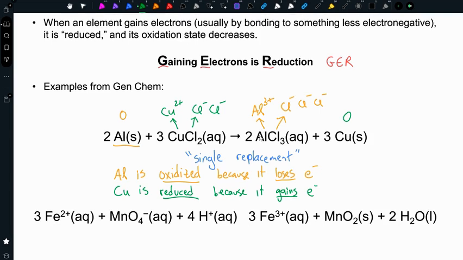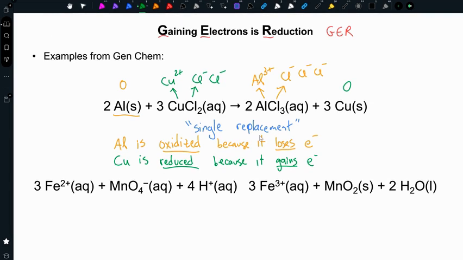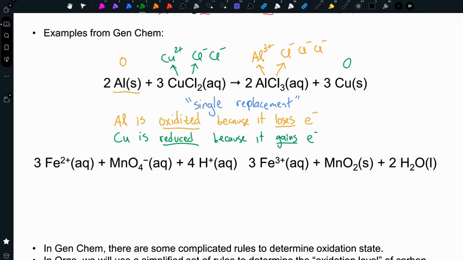If you've taken a class like AP Chem, or if you take a Gen Chem class in the future, you might see more complicated oxidation reduction reactions like the one I've written below. In this one, we can see that iron goes from a charge of +2 to +3. So we could say that iron is oxidized.